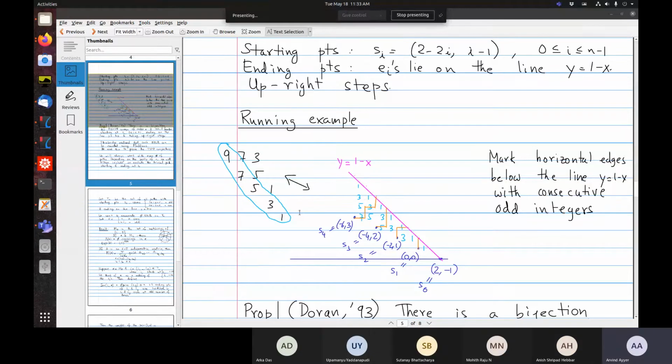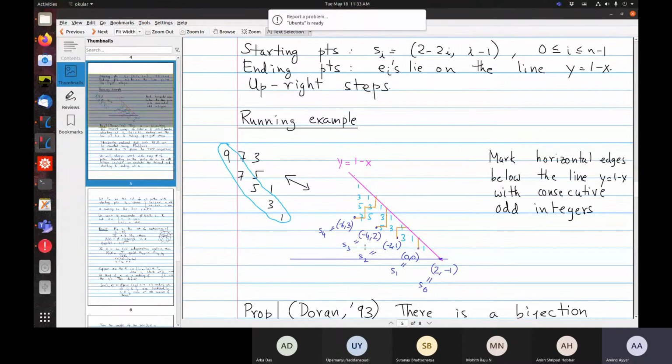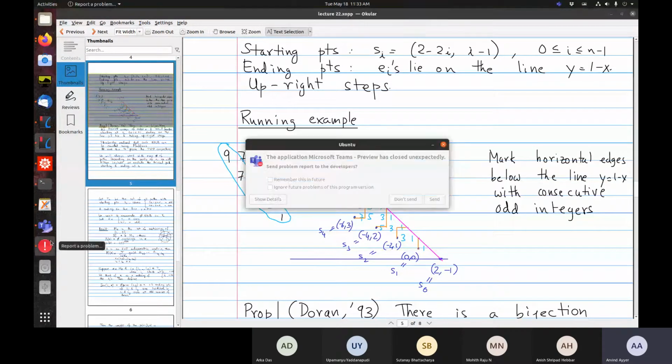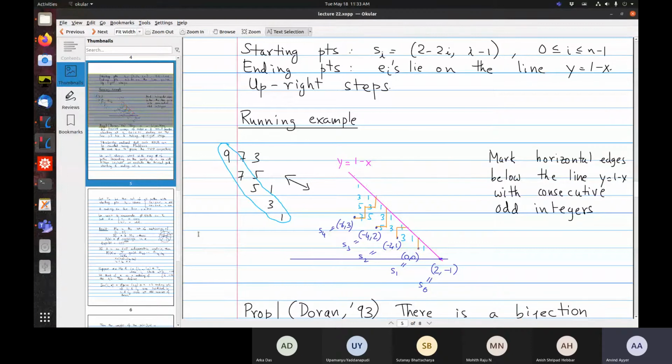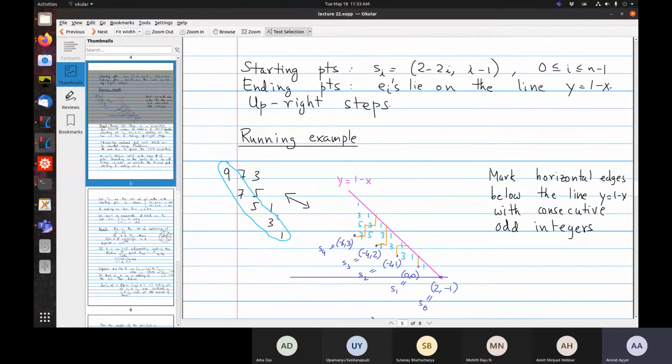Okay, so we were trying to get a formula for the number of non-intersecting lattice paths associated to TSSCPPs. So remember what the formulation was. We had starting points which were on this line, whatever, y equals 1 minus 2x or something, whose coordinates are (2 minus 2i, i minus 1).